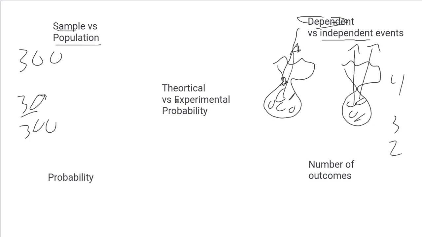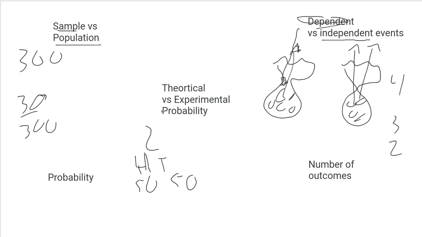Theoretical versus experimental is, I flip a coin. There are 2 possibilities of me flipping the coin. It's either heads or tails. So I flip this coin 100 times. I would expect 50 times for it to land on heads and 50 times for it to land on tails.